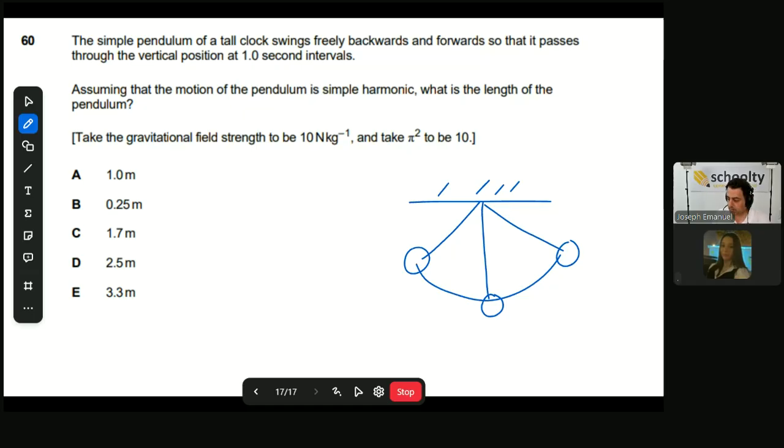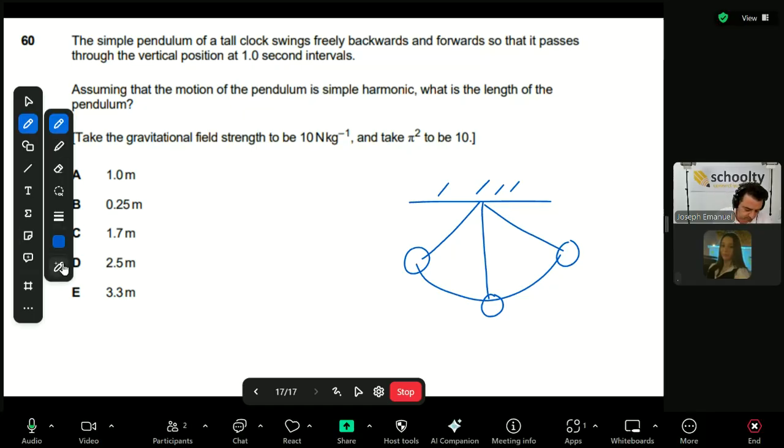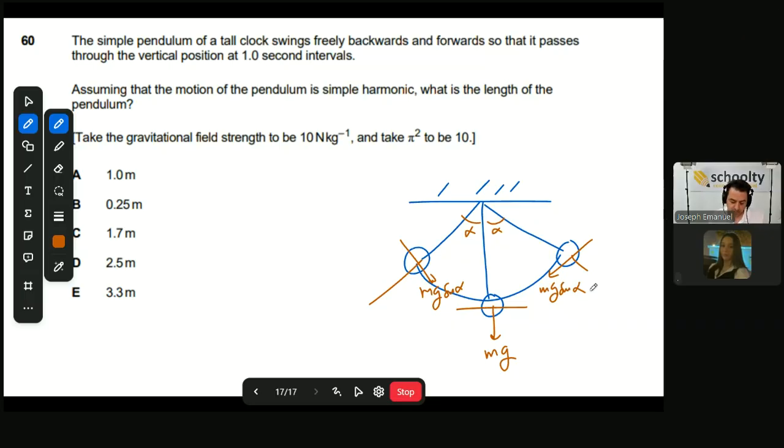Let's first write down the forces that we have here. So actually here we have mg, there's no vertical force here, 0. Here we have mg sine alpha, this is alpha, and here the same, we have mg sine alpha, but mostly we work in simple harmonics with energy. So let's calculate it.